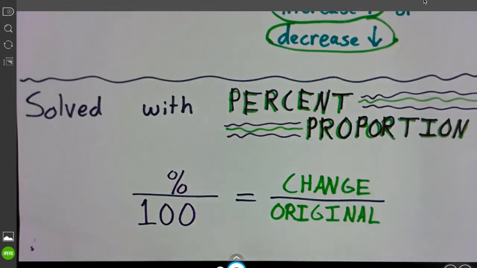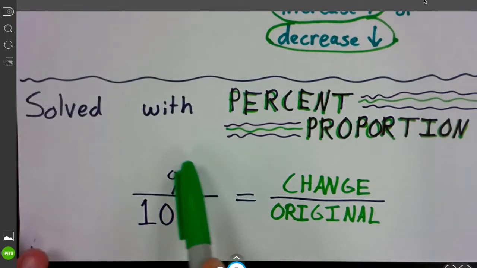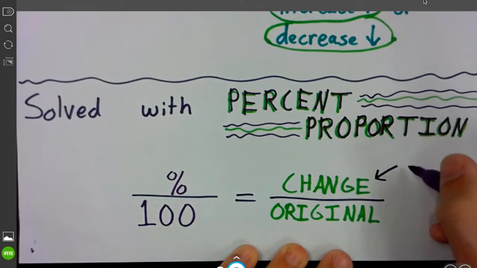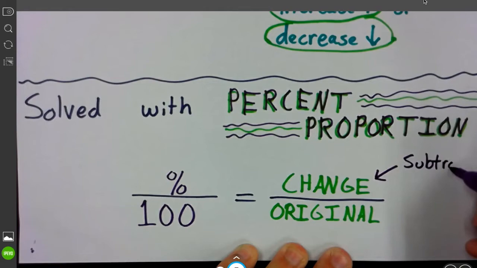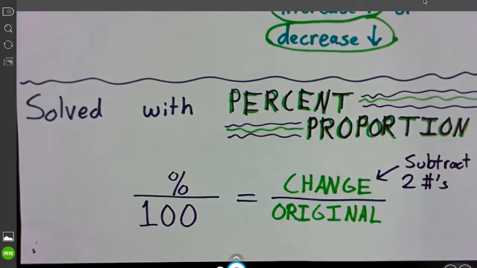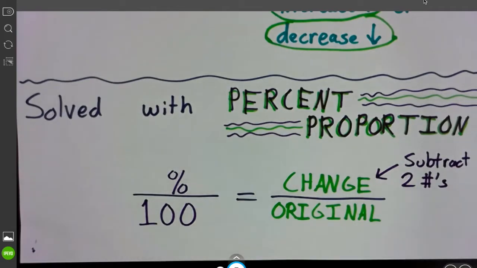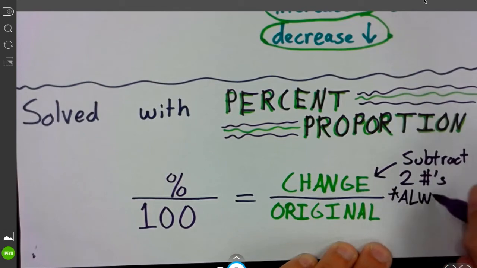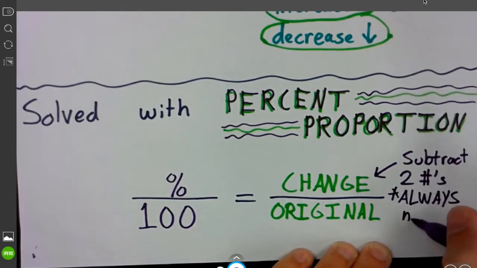So we have this formula that you're always going to use, okay? It's going to be percent over 100 equals the amount of change. So we're going to have to subtract two numbers. Okay, so I'm going to add that to your notes right here. We have to subtract two numbers, okay? They're going to give you an original and a new amount. You're going to have to subtract those. We don't want this to be negative. This always needs to be positive.